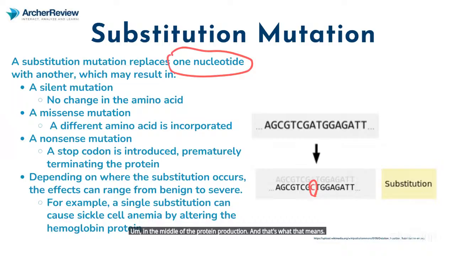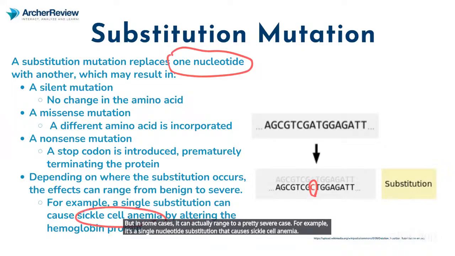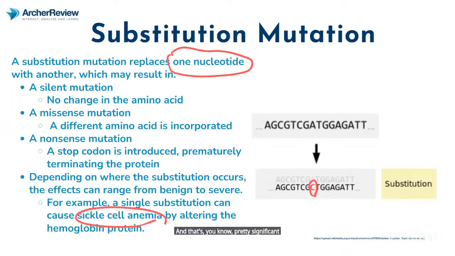All right. So with substitution types of mutations, you would typically think, well, it's only one nucleotide. It may not cause that big of a deal. But in some cases, it can actually range to a pretty severe case. For example, it's a single nucleotide substitution that causes sickle cell anemia. And that's a pretty significant response to one nucleotide being altered.